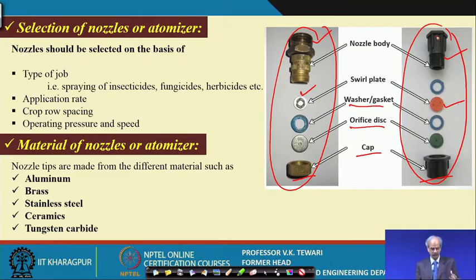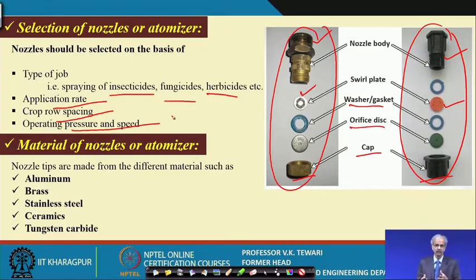Selection of these, how do you select? Well, I have discussed a lot about this. It will depend on the insecticides, fungicides or herbicides, and the type and nature of the chemical, the liquid or the powder, whatever it is. If it is powder, we do not need these nozzles, but definitely when a powder has to be made into a liquid and used, we have to think of it. Depending on the application rate, crop spacing, operating pressure and speeds, you will have to select these nozzles, because the nozzle specifications are given for the pressure ranges in which they should work.